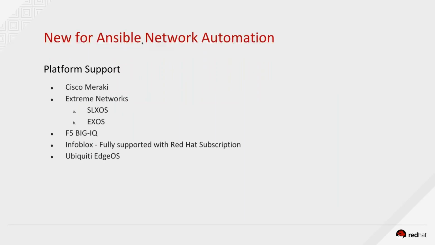Also, we have some platform support in 2.6. We added Cisco Meraki as part of the inbox Ansible deliverable. We've added two platforms from Extreme Networks, SLX-OS and EXOS, and I think there'll be more coming in 2.7 from Extreme. F5 added Big-IQ modules, so licensing can be tough on the Big-IP platform, and now we have Big-IQ modules for 2.6, which is great.